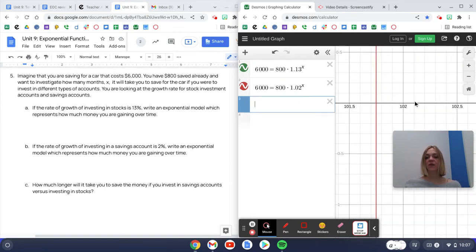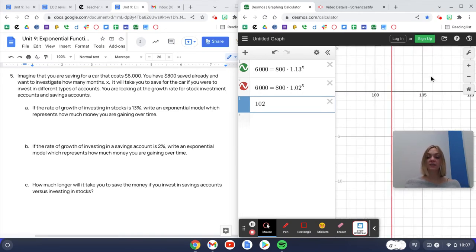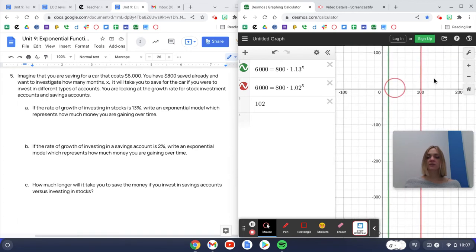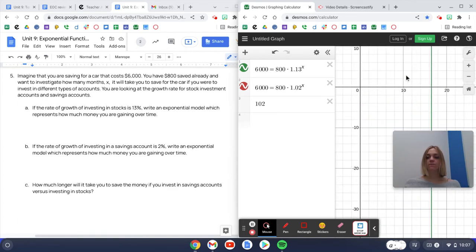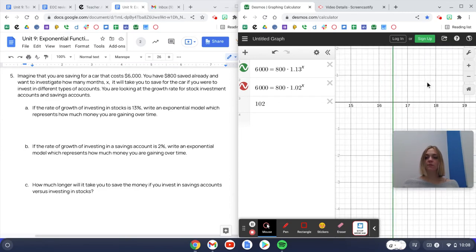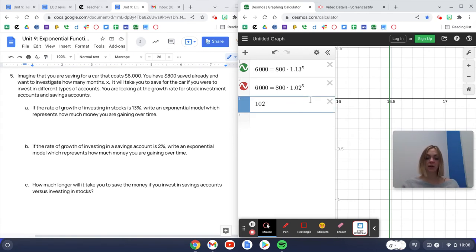And I see that this red line is about 102 months. So X equals about 102. So we're starting with 102 months if I only invest in savings accounts. And I'm going to find where my green line is. It's down here. Zoom. Okay, and it's right about 16.5, but it's to the left a little bit. So we're just going to round that down to about 16 months.